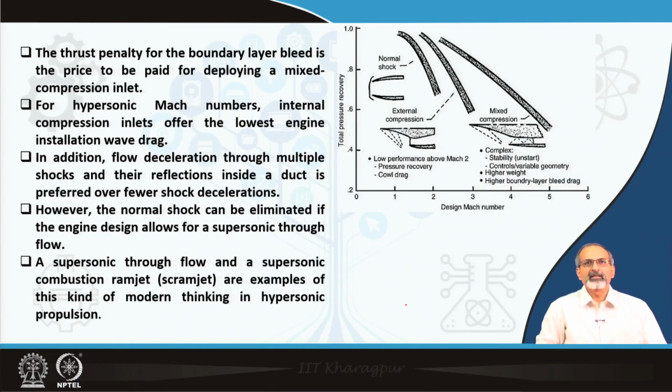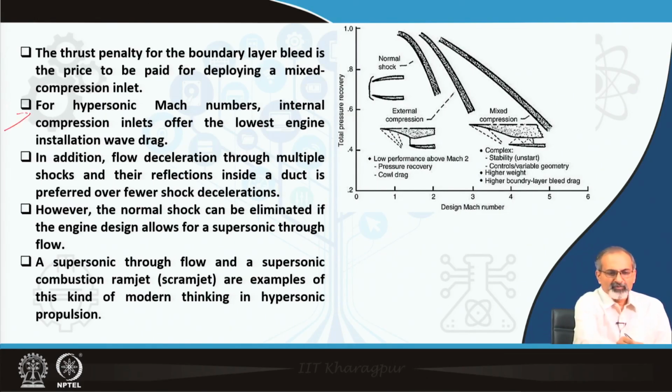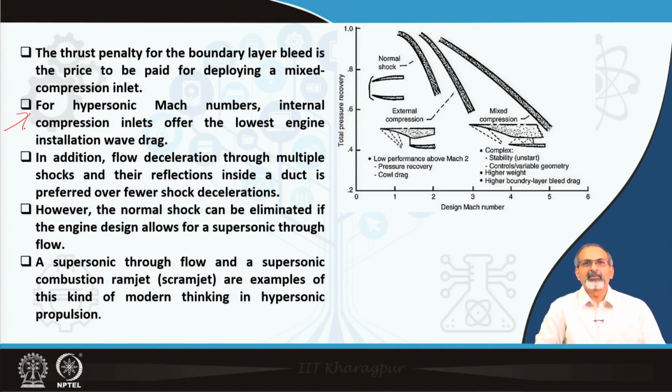The thrust penalty for the boundary layer bleed is the price to be paid for deploying a mixed compression inlet. For hypersonic Mach numbers, when we are pushing to higher Mach numbers, internal compression inlets offer the lowest engine installation wave drag. That means that is definitely the choice. You are going to have this kind of a choice.